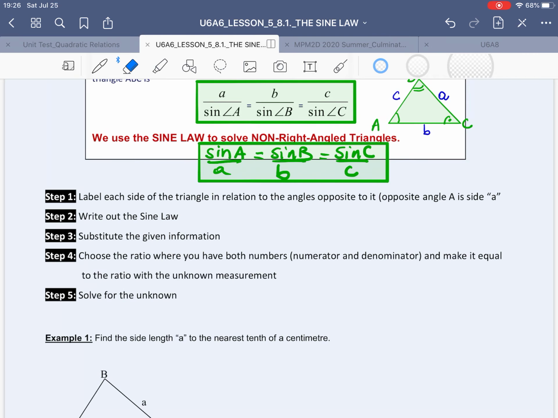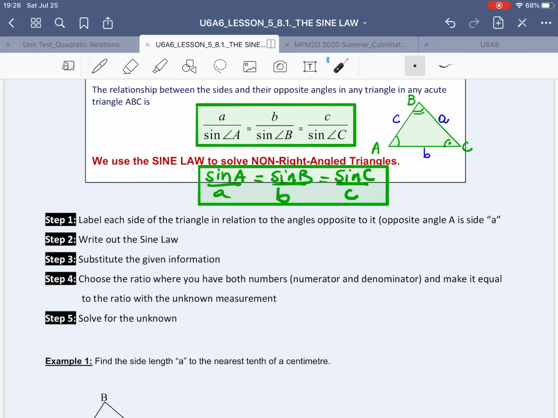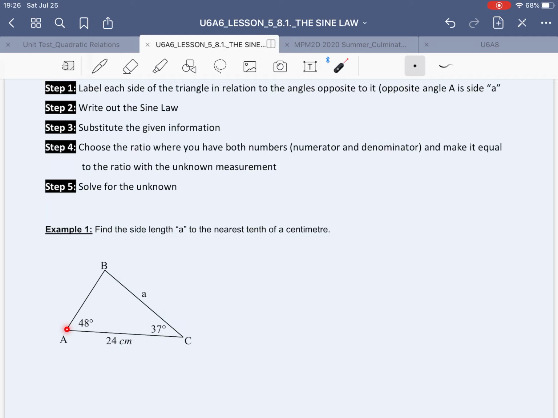Now, how do we use the sine law when we are working with non-right angle triangles? Step 1 will always be to label each side of the triangle in relation to the angles opposite to it. So in this case, we have a triangle ABC, and opposite angle A we have the side length a, opposite angle B we're going to label the side as lowercase b, and opposite angle C we're going to have the side length c. The next thing that we want to do is write out the sine law. That's your step 2. So a divided by the sine of the angle opposite to it equals b over sine B equals c over sine C.